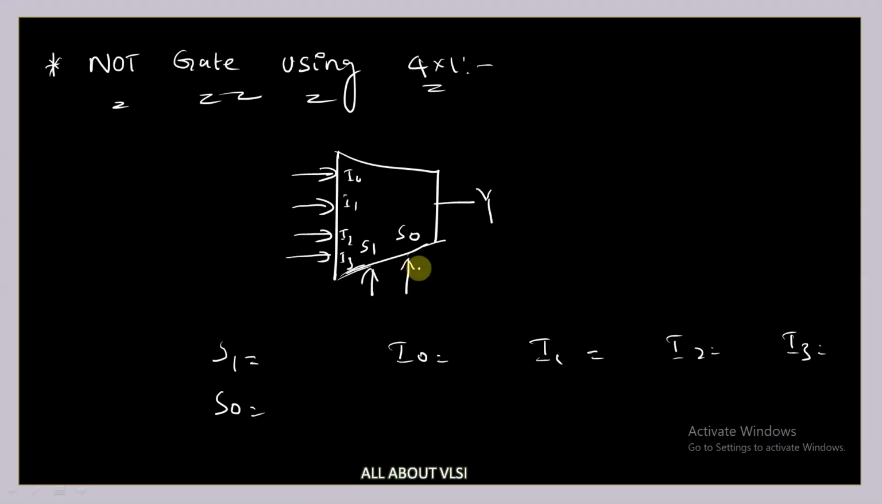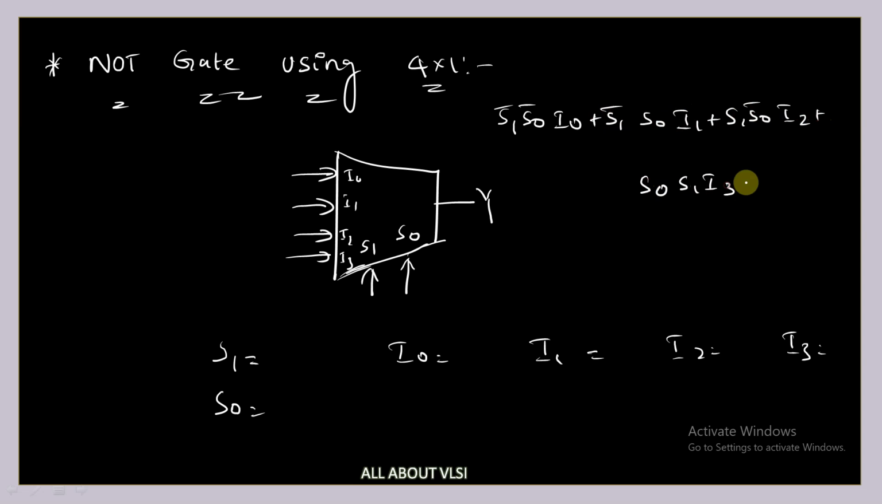Okay, you can just simply take the Shannon's expression if you want. So what is the Shannon's expression? S1 bar S0 bar into I0 plus S1 bar S0 into I1 plus S1 S0 bar into I2 plus S1 S0 into I3. Now if you take S0 is equal to 1 and S1 is equal to 1, then you are going to get your input as I3. But what is your requirement? You need A bar, the complement of A. So what I'm going to do is apply S0 is equal to A.